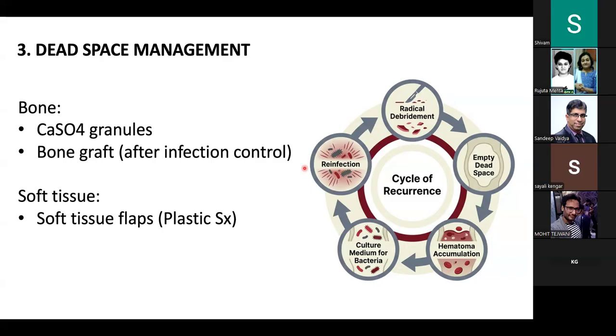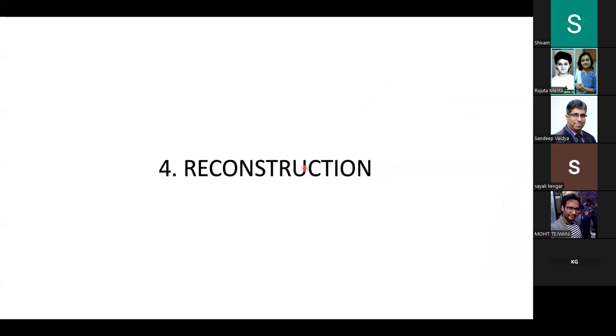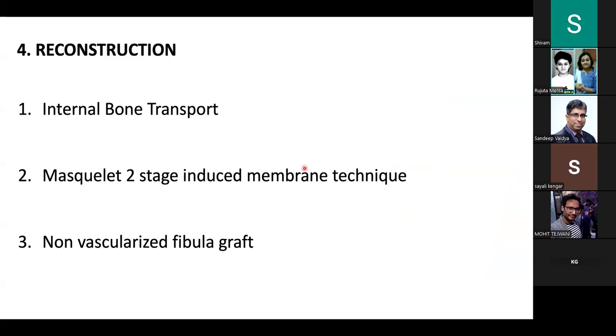On the other hand, if that dead space is within the soft tissue, then you may need to take the help of your plastic surgeon colleague and use some soft tissue flaps in order to cover up that dead space. The final part of the surgical management is reconstruction, and reconstruction is needed in cases where there is a segmental sequestrum, or cases which have come to you with an atrophic kind of chronic osteomyelitis.